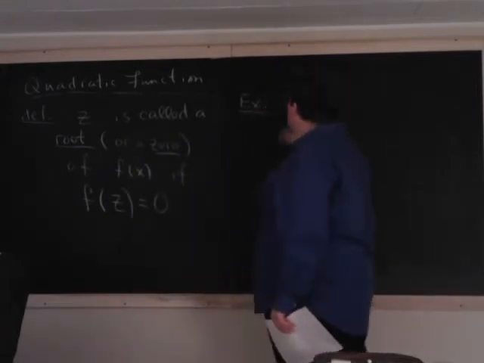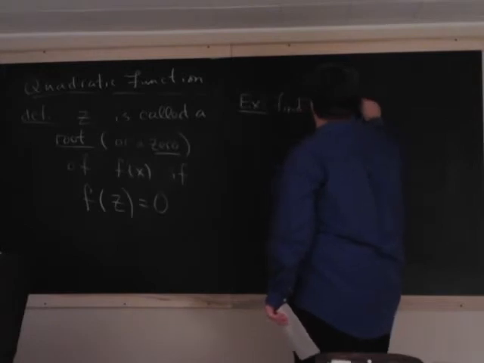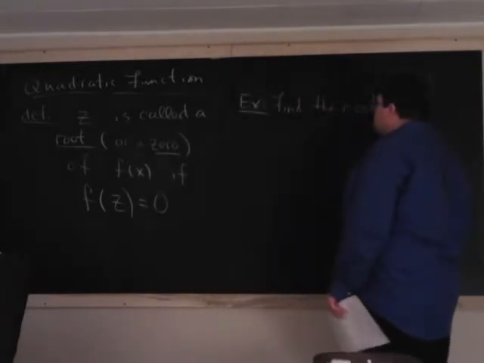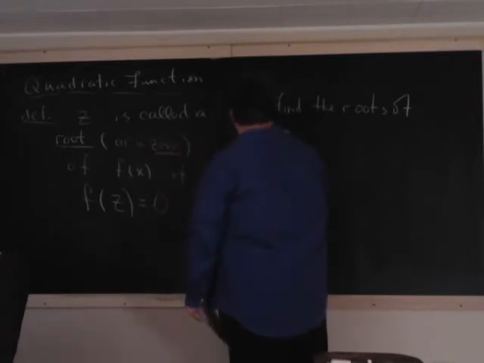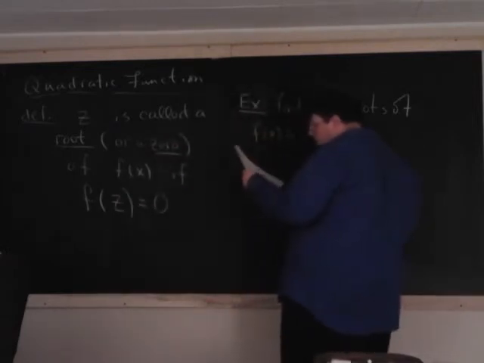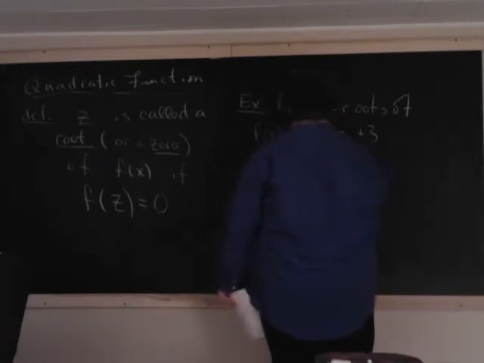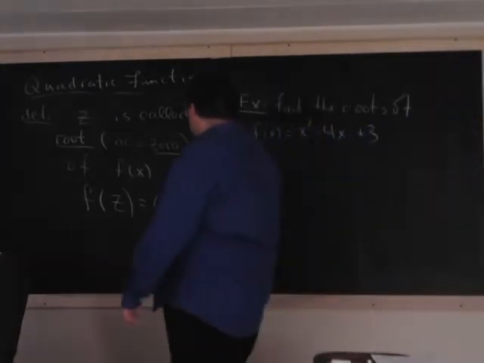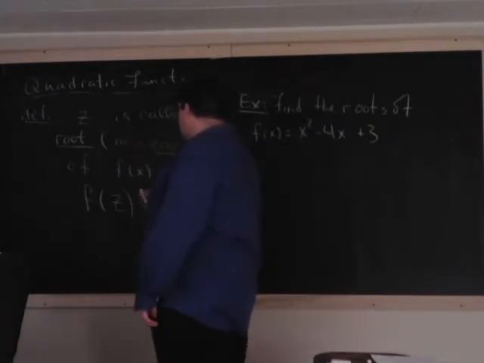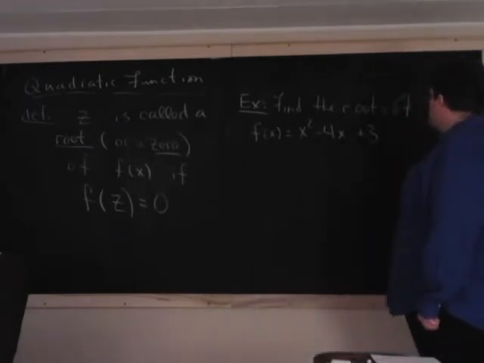Find the roots of this function, or find the zeros of this function: x squared minus 4x plus 3. Well, we need to set it equal to 0. If we want the zeros of a function, if we want the roots of a function, we need to find where the function is 0. So let's set it equal to 0 and solve for x.